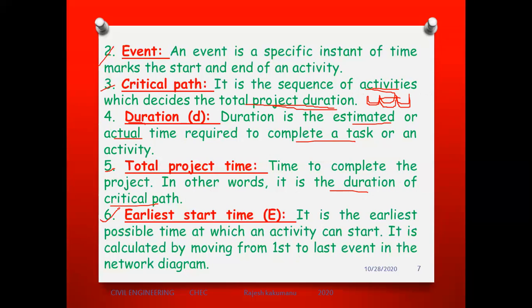Next, sixth one, earliest start time. Earliest start time, capital E. It is the earliest possible time at which an activity can start. Right? So whenever you are doing any job, what is the earliest possible time to start? It is calculated by moving from the first to the last event in the network diagram. Once the network diagram is shown to you, if you practice it once, automatically you can do the problems, right? It is the earliest possible time at which an activity can start, calculated by moving from the first point to the end point of the network diagram.